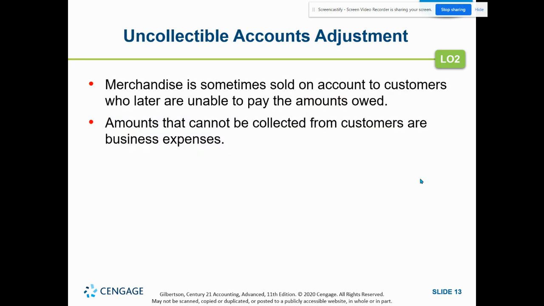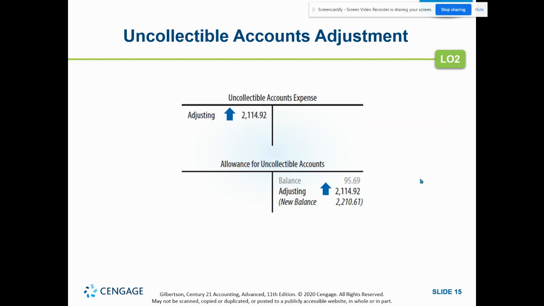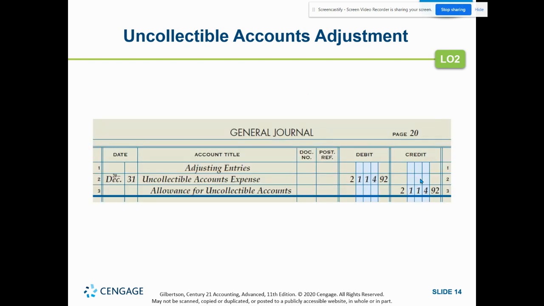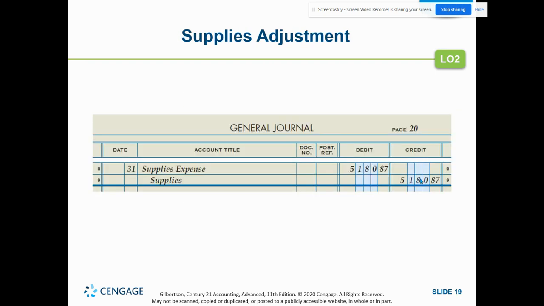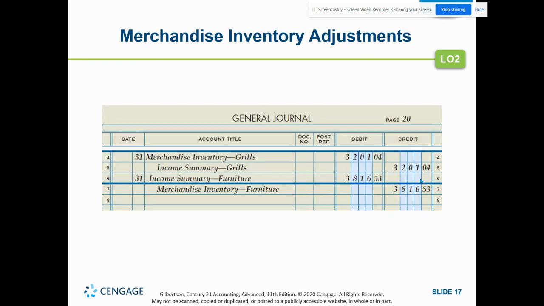All of those adjusting entries have to be made. My suggestion is go ahead and either use your book or use this for your adjusting entries so you know what accounts to use. Once you do your inventory, notice you have both grills and furniture. Because we're doing the dual, you'll have to do an adjusting entry for both inventories. And notice it went into income summary, guys, just so you can see that.